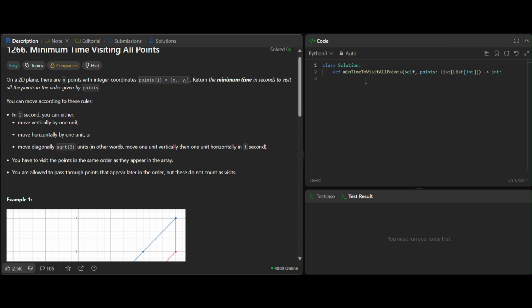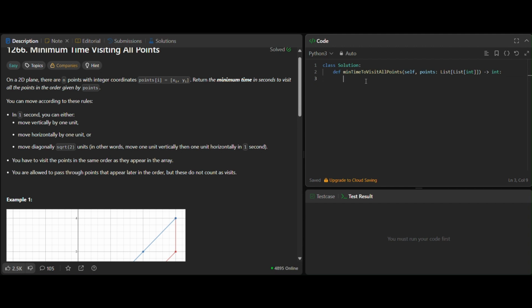Let's try a brute force approach. A brute force idea might be: simulate each second. Decide which direction to move at every step. Update position until you reach the next point. This works logically but is completely unnecessary. Why? It's inefficient, adds complexity, harder to reason about, more room for bugs. Interviews expect the mathematical insight.